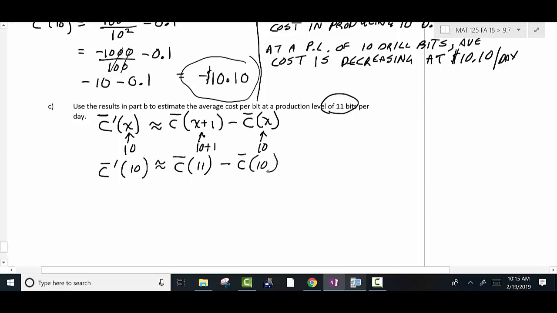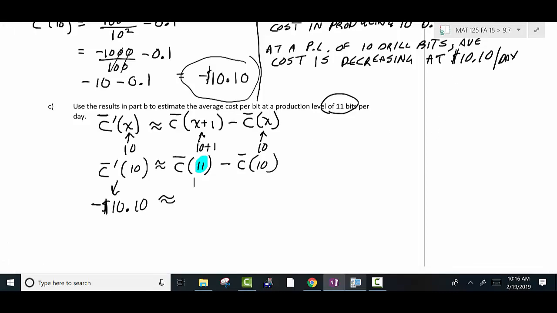So what I'm going to do is show you how this works out in this problem, and show you that the estimation is pretty close anyway. So what did we get for C bar prime of 10? We got, I think, negative $10.10, right? So that's what we got there. So what I'm going to do is show you how this formula works. If I want to do C bar of 11, where do I go? Do I go to the derivative or just the cost? Just the cost, okay?